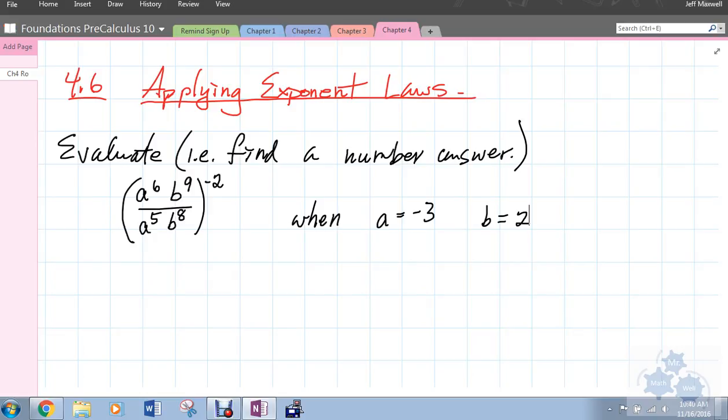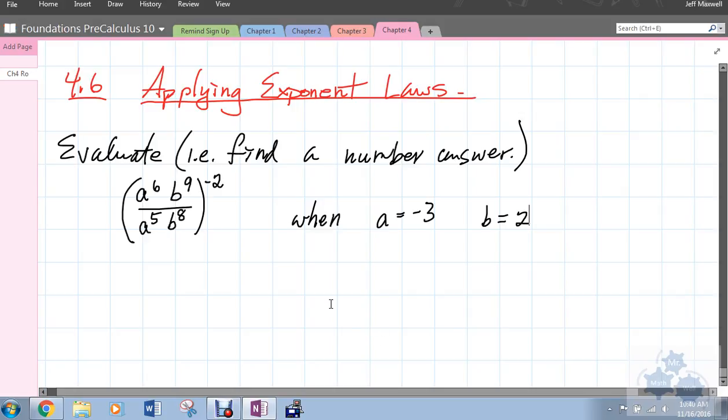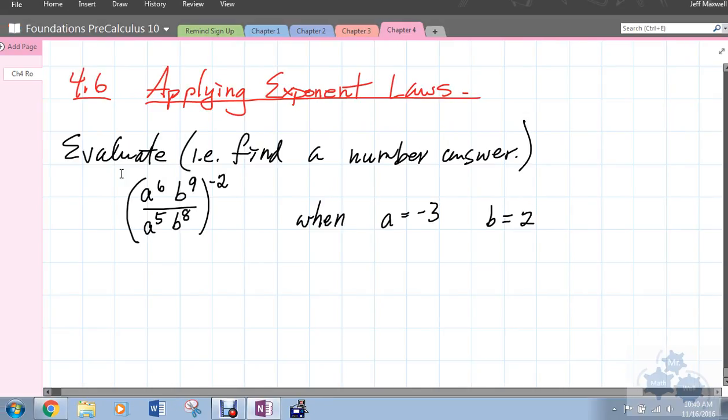We're talking about applying exponent laws here in section 4.6, Foundations of Math 10. The beginning activity is to evaluate this expression, and that is, find a number answer. That's what evaluate means. So if you ever see that on a test or a quiz or in your textbook, that's what it means. Evaluate means find a number answer. And I want you to substitute a equals -3 and b is 2. So find a number answer here.